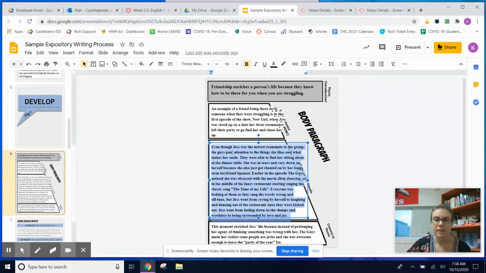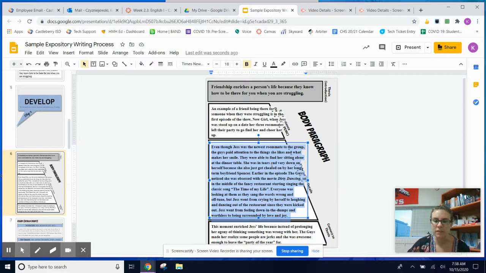So I said, even though Jess was the newest roommate to the group, the guys paid attention to the things she likes and what makes her smile. Background information, but also paying attention to the things she likes and what makes her smile is showing how friendship enriches a person's life. So it does still relate to my thesis statement.